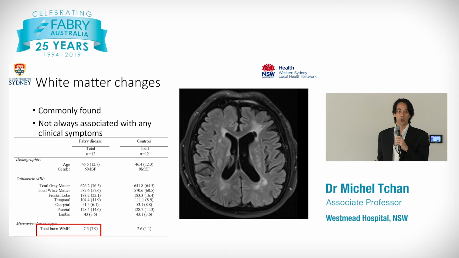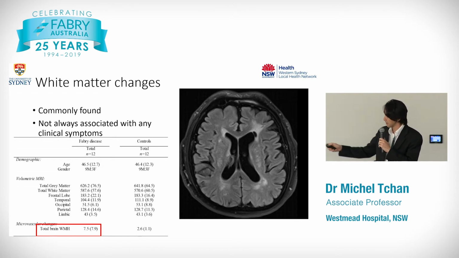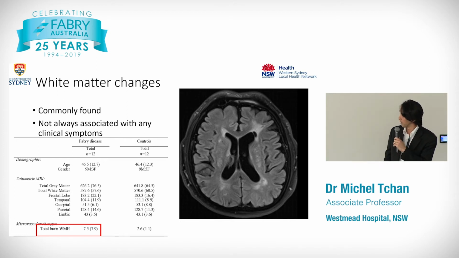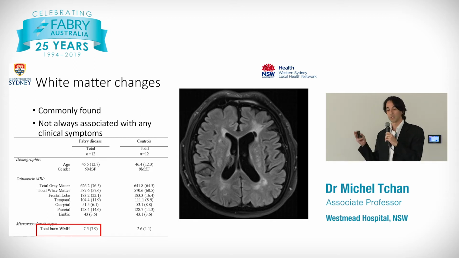And for people who have Fabry, we commonly do find white matter changes. Now, they're not always associated with any clinical signs at all, but if we compare a control population to a population with Fabry disease, there's certainly a lot more white matter lesions. The little box down the bottom left is the data from our group where we scanned a number of people with Fabry, and we're able to show that the amount of white matter changes we see in them is significantly greater than the control population.